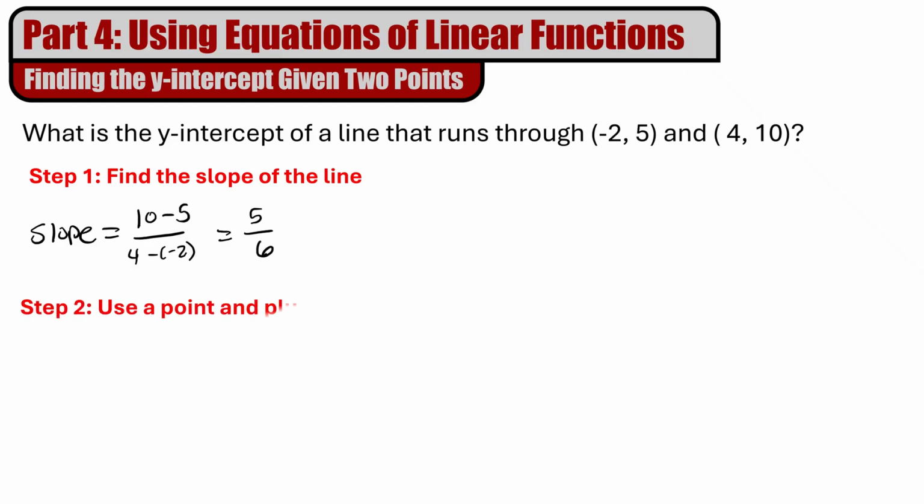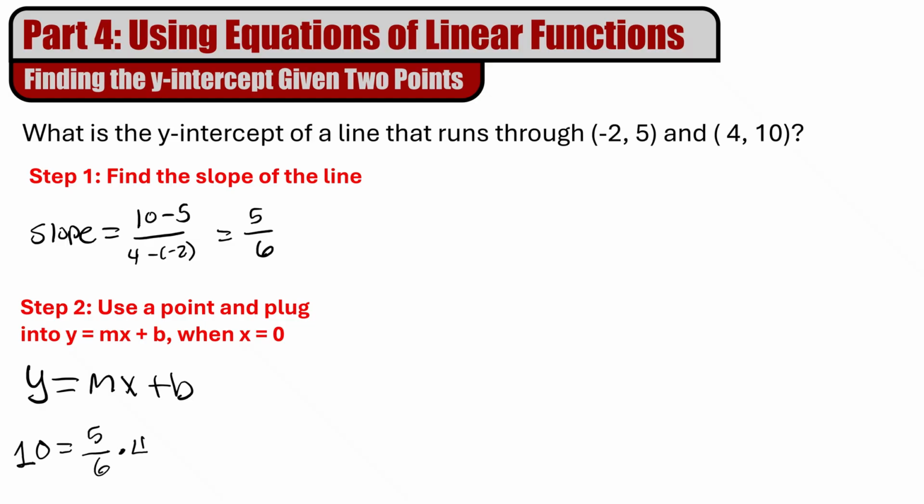Next, use a point to substitute the numbers into slope-intercept form. Since point, 4, 10, are both positive, it is more preferable. When substituting point, 4, 10, the equation will be 10 equals 5 over 6 times 4 plus b. Recall, this problem is asking for the y-intercept of the line. Also recall that the y-intercept is b in the slope-intercept form. So the last thing to do is solve for b.